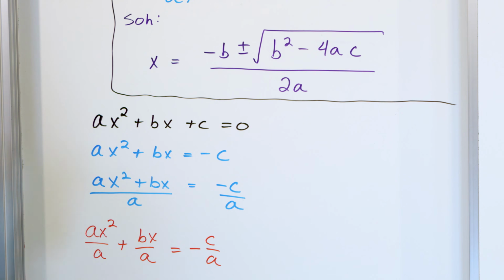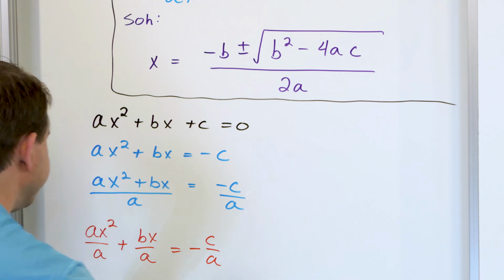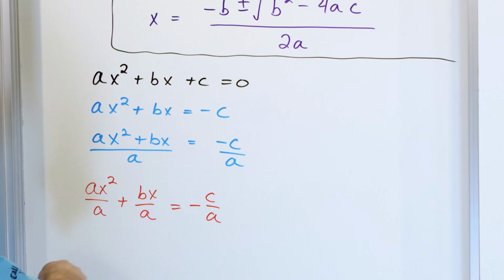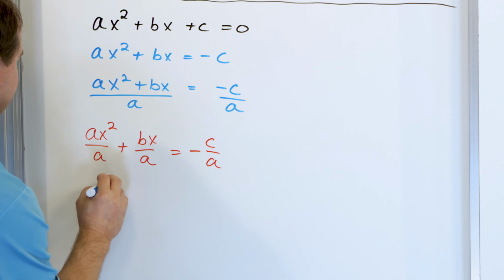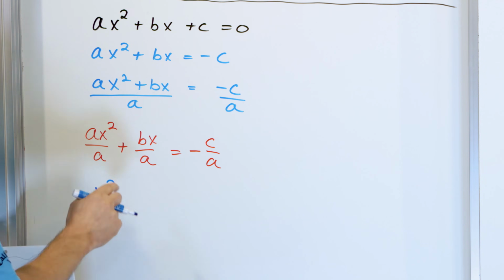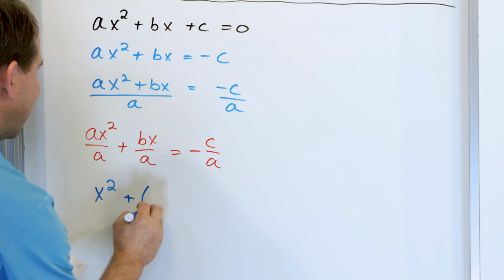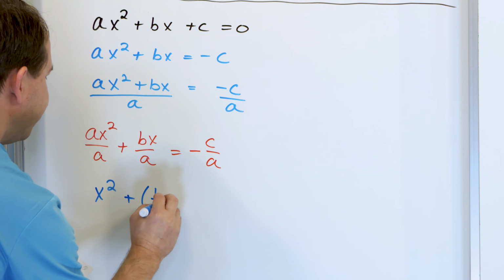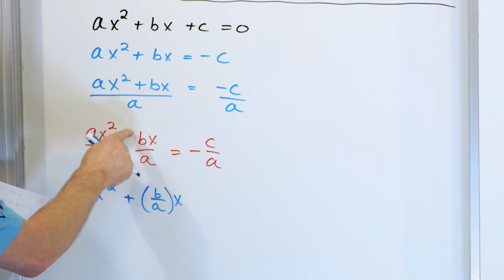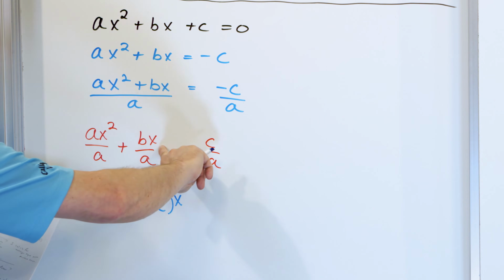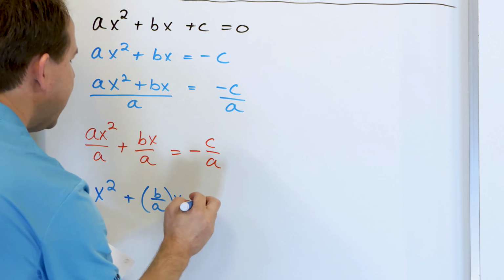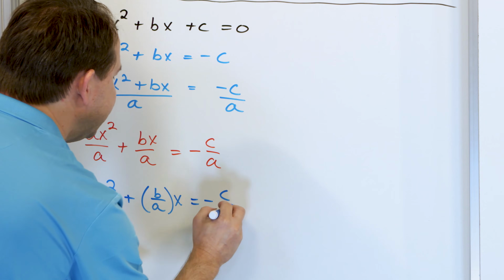And the reason I'm doing that is because here the a is going to cancel with the a, leaving me only with x squared. Here I still have a b over a and an x there. So I'm going to write this like this. I'm going to write it as b over a times x. It's just the coefficient of x, for lack of a better word, is the fraction b over a. And on the right-hand side is negative c over a.